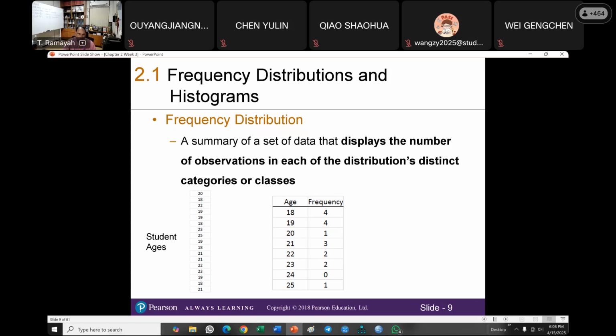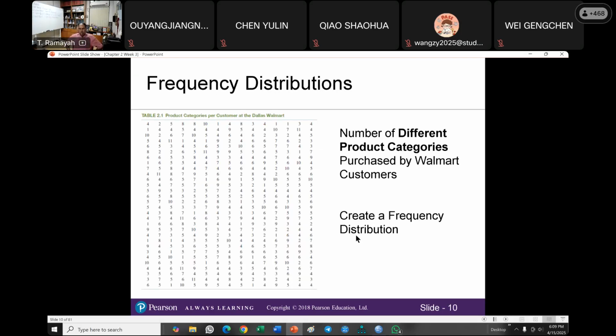This histogram is actually a frequency distribution. First, let's say you have the age of the students. These are the ages of the students, which are not sorted. What we will do is sort them into these groups. So let's say those who are 18 years old, there are 4 of them. 19 years old, there are 4 of them. After we have developed this frequency distribution, we can show them in the form of a chart or a table.